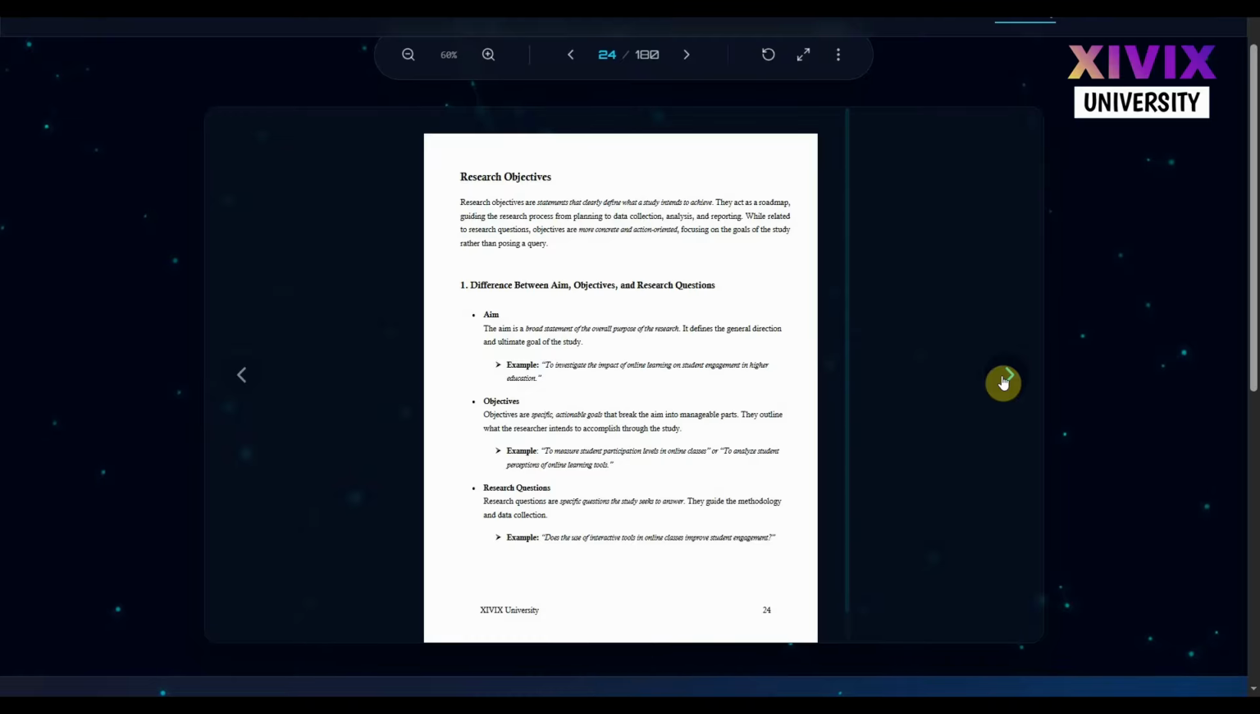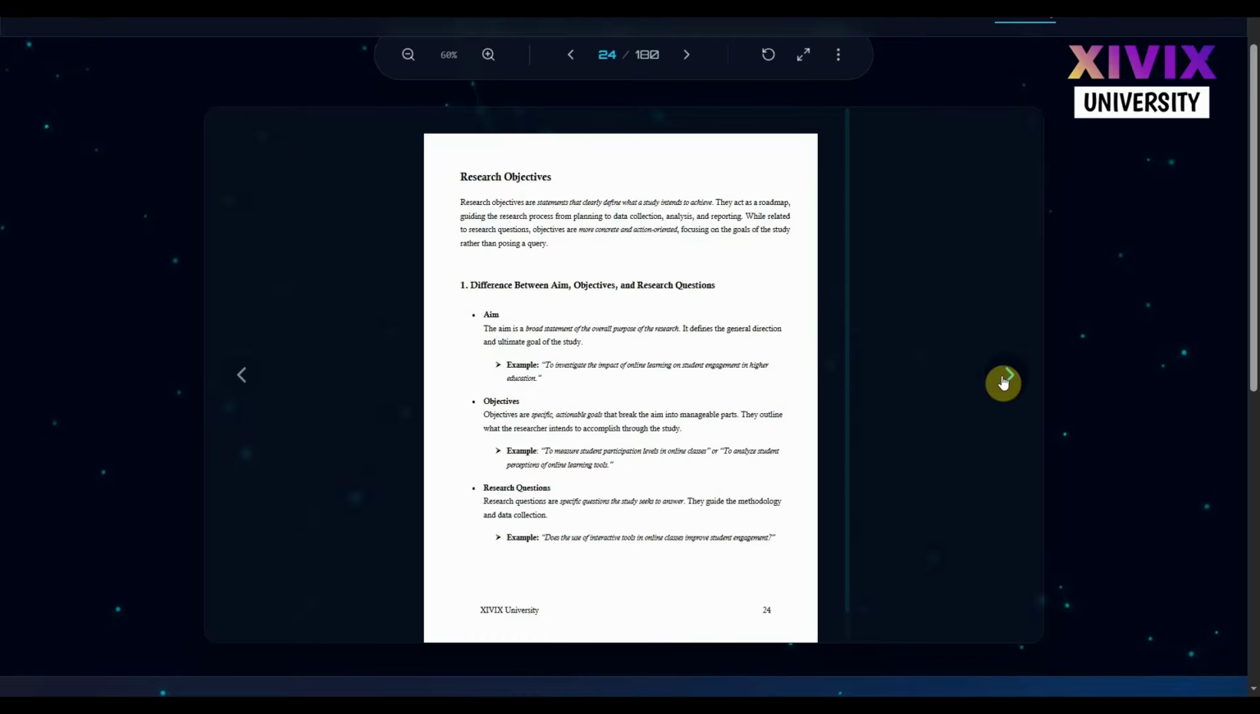It is important to identify the differences between aim, objectives, and research questions. So aim is basically a broad statement of the overall purpose of research. It defines the general direction and the ultimate goal of the study. So here we have an example: to investigate the impact of online learning on student engagement in higher education.